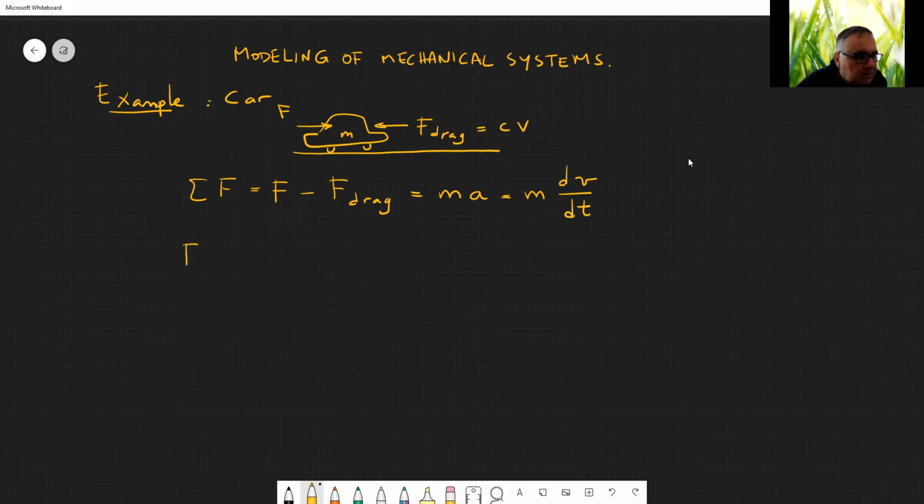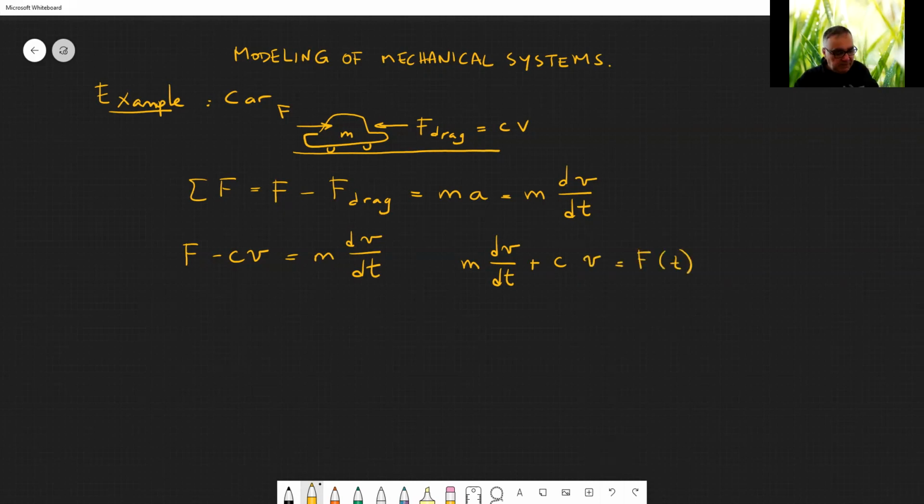So we can write this as F minus CV equals m dV/dt. Okay, if you collect the terms, you get the differential equation for the velocity of the car: m dV/dt plus C V is equal to f of t.